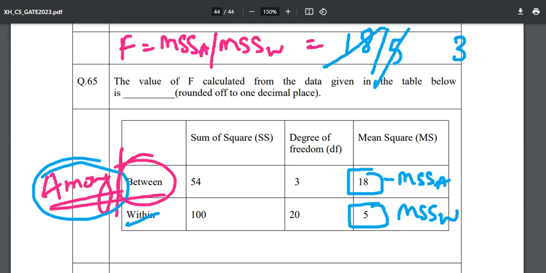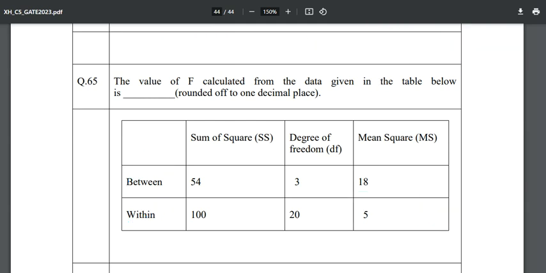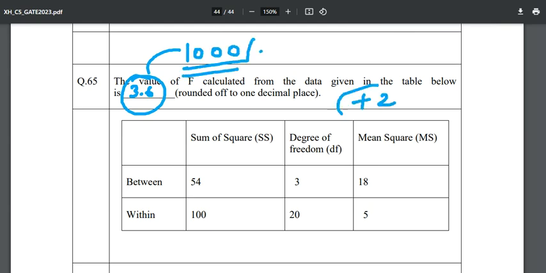5 threes are... sorry, 30 and then 6. 6 fives are 30. So 3.6. So what will be the answer over here? The answer will be 3.6, and this is absolutely the correct answer for you, and you can get plus 2 marks pretty easily. So now you know how to make the ANOVA table.